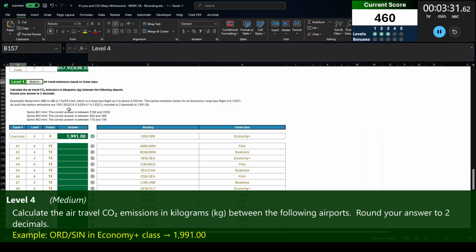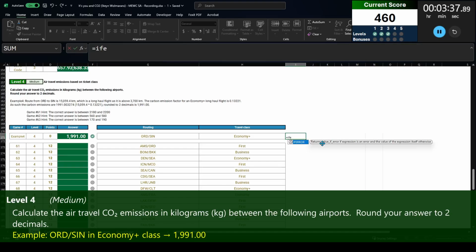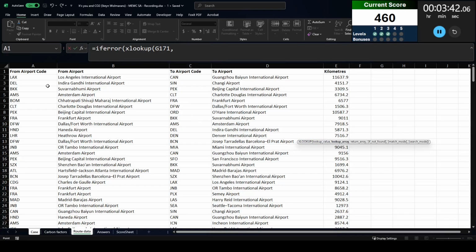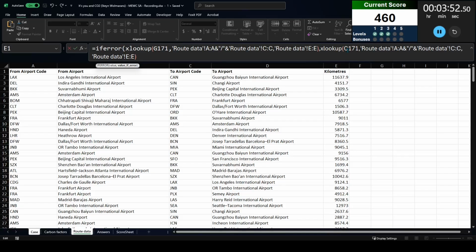Now level 4 asks us to consider the travel class. So we're not given airport names, we are given the routing distance and the codes. That's pretty easy to handle. What I'm going to do is XLOOKUP the codes in the table using that slash in the middle. Once again, wrap that in an IFERROR statement so that if the codes are backwards, I need to look up the reverse codes. That will get me the distance between the two airports.